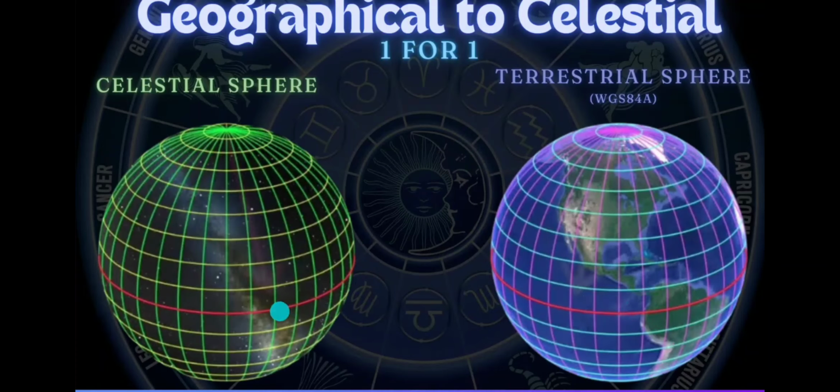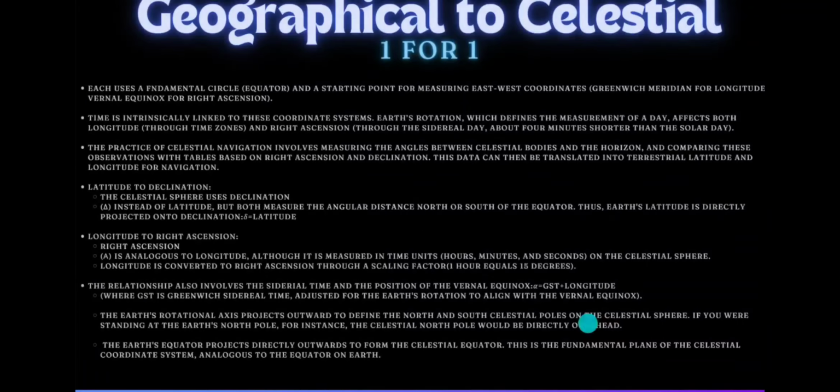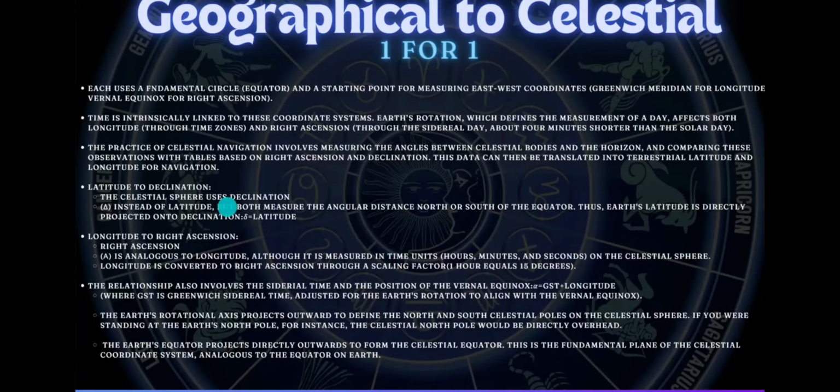So if you didn't have an equator to mark your right ascension from, then you wouldn't be able to tell a friend in a different location where he was. You wouldn't be able to relate that to him. But again, the comparison here is each uses a fundamental circle. It is essentially like a great circle, but centered on zero, with the Greenwich meridian for longitude.